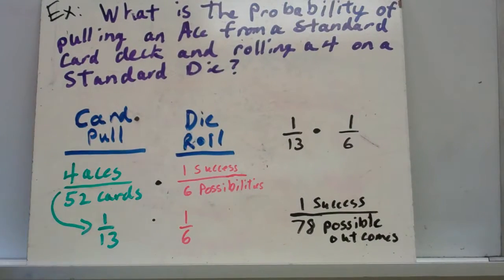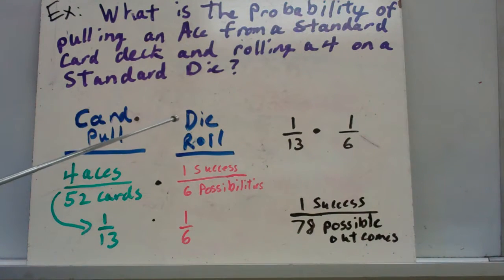And so we have this example: what is the probability of pulling an ace from a standard deck of cards and rolling a 4 on a standard die? Again, whatever I pull from the card deck is not going to affect my die roll. Whatever I roll on my die is not going to affect what I pull out of my card deck. We might not succeed, but nothing is going to affect the other. On our card pull, we have 4 aces out of 52 cards, which we can reduce down to a 1 in 13 chance.